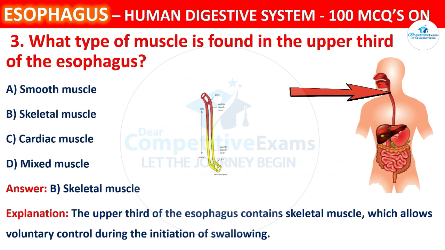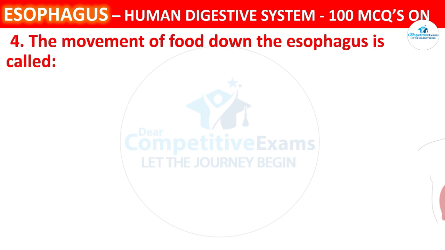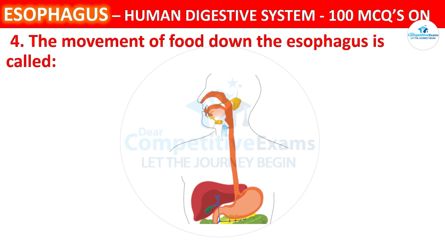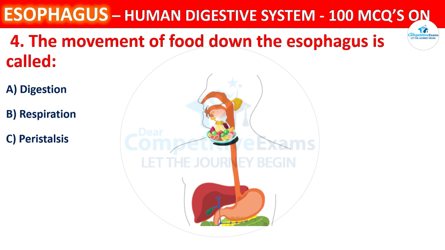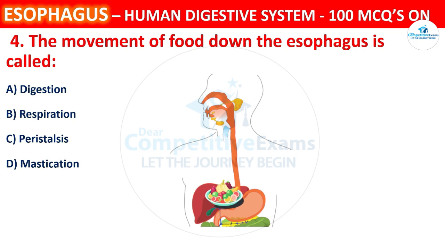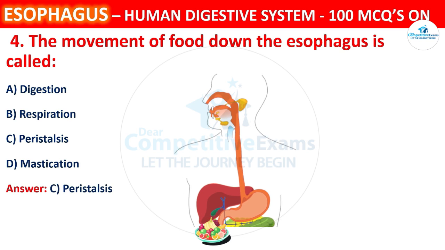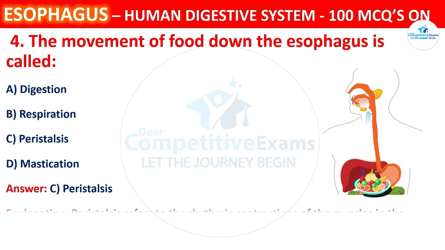Question number 4. The movement of food down the esophagus is called digestion, respiration, peristalsis, or mastication. The correct answer is C, that is peristalsis.